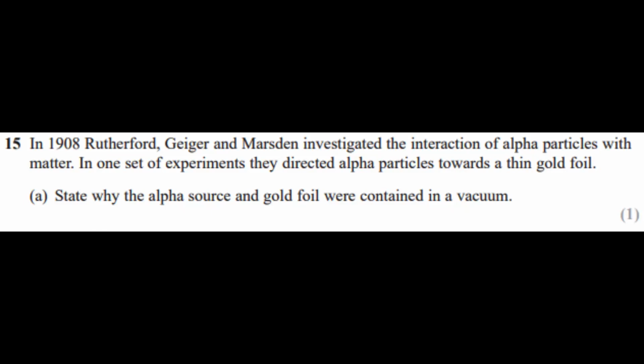Okay, so we got a question right here. In 1908, Rutherford, Geiger, and Marsden investigated the interaction of alpha particles with matter. In one set of experiments, they directed alpha particles towards a thin gold foil. State why the alpha source and gold foil were contained in a vacuum.